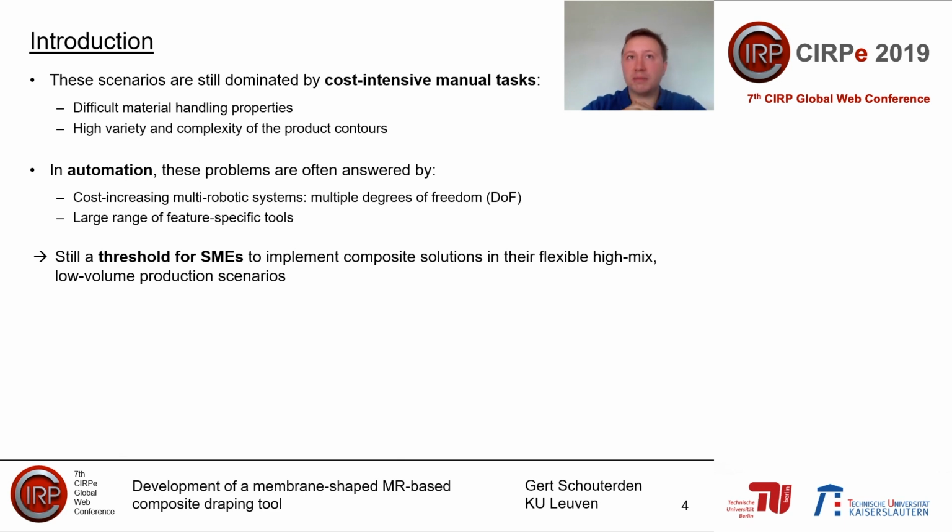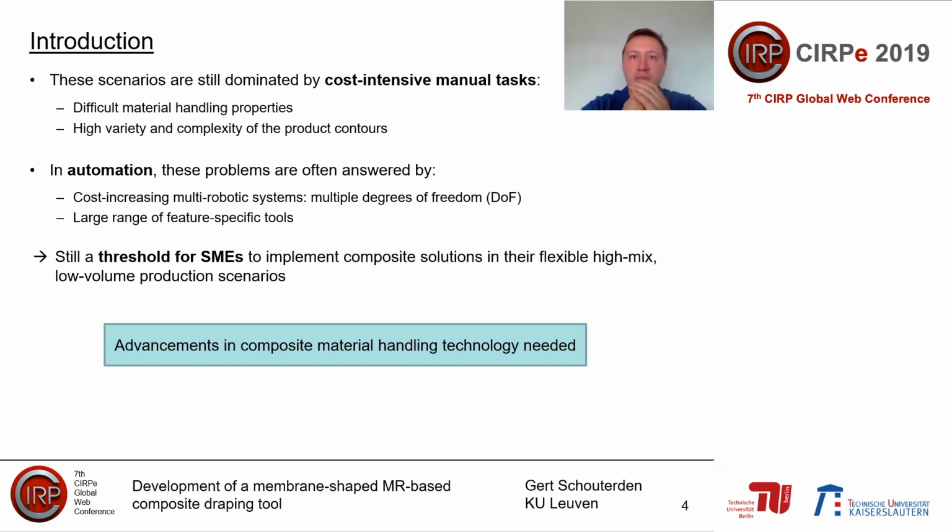In industrial automation, these problems are often answered by cost-increasing multi-robotic systems with a lot of degrees of freedom, or just by making a large range of feature-specific tools. Because of this, there's still a large threshold for SMEs to implement these composite automation solutions in their flexible, high-mix, low-volume production scenarios. Because of this, advancements in composite material handling technology are needed.